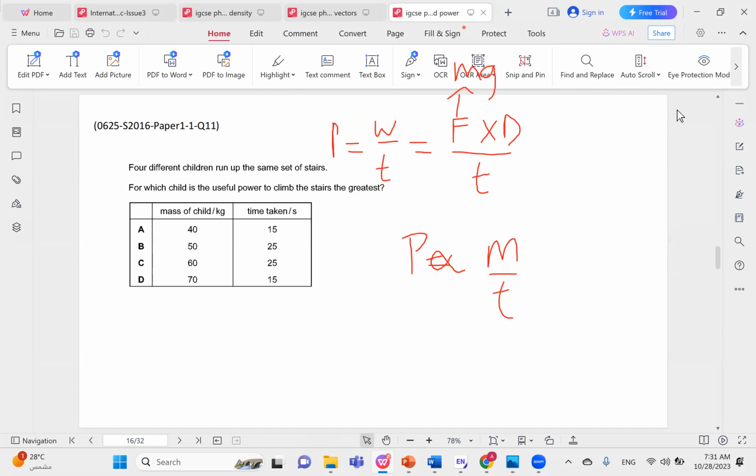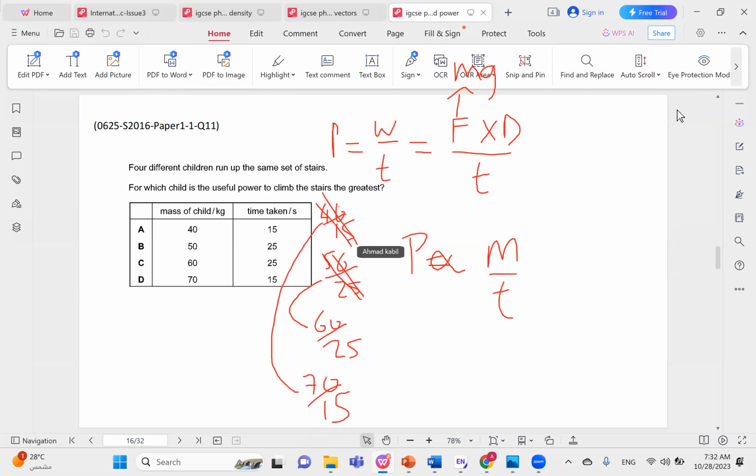Now, let's do some quick calculations. You don't have to get exact values, but if you write them even as fractions, 40 over 15, 50 over 25, 60 over 25, 70 over 50. So again, we want to maximize this fraction. So we want a small denominator and a big numerator. So for the ones over 25, we can definitely say that this is excluded because 60 is bigger than 50. And for the ones over 15, we can definitely exclude the 40.